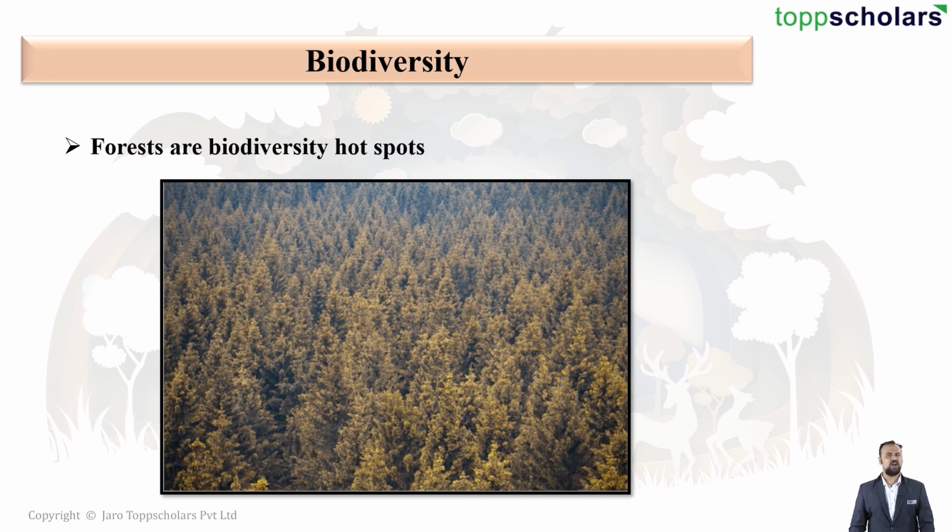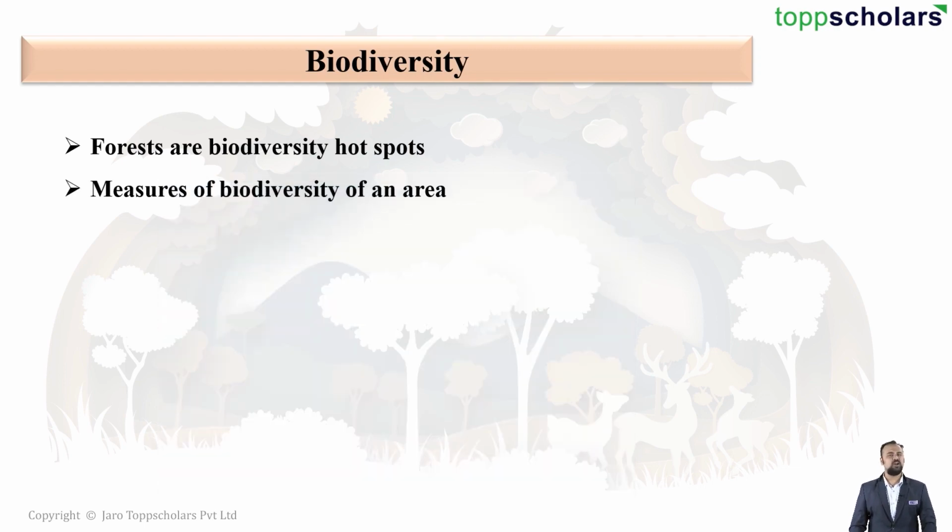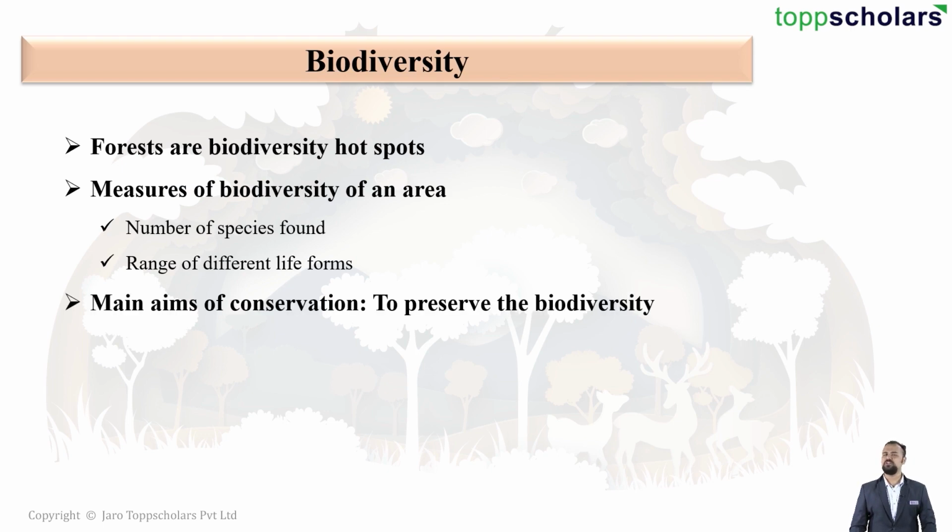Now forests are one of the best biodiversity hotspots. Meaning what? There are many diverse creatures, plants, animals, fungi, bacteria, etc. which are found in a forest, which makes it a very hot spot for biodiversity. Students, the measure of biodiversity in an area depends upon the number of species found and the range of different life forms. Also students, the main aim of conservation is to preserve the biodiversity.